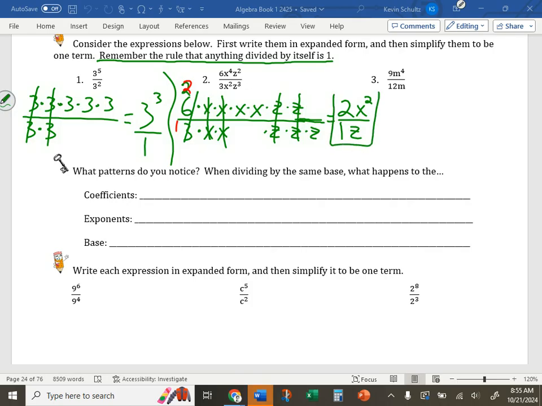And so our final answer is 2x squared over 1z, because after canceling, we had 2 x's left in our numerator. That's why they're still up there. They didn't cancel out. In our denominator, we had 1z left. Did not cancel out.